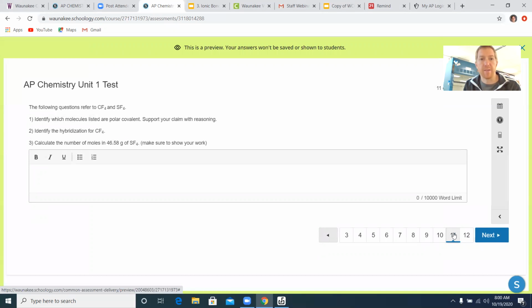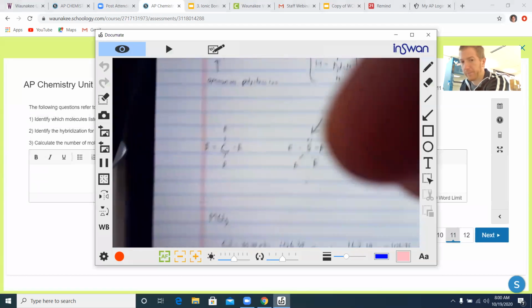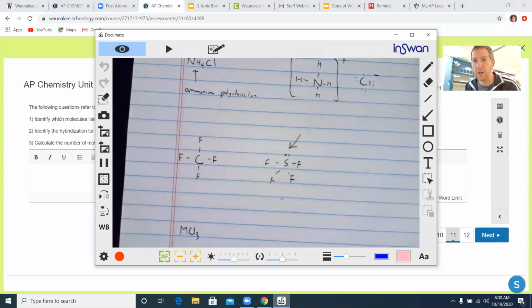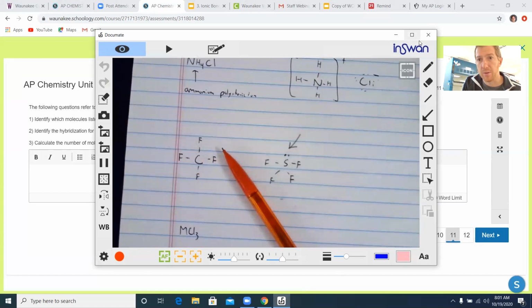Here is probably the next problem that gave people a lot of difficulty, is comparing CF4 to SF4. Here's the Lewis structure for each of them. And this is where I told you you did not have to submit anything, however, have a scrap sheet of paper available. And why did I bring that up? Because you wanted to draw these things out. This right here is in a tetrahedral position.